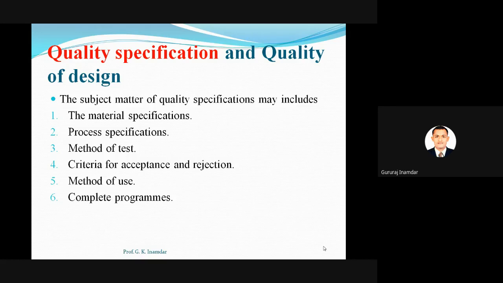Generally there are also chemical methods. For example, you can use chemistry for the calculation or for the testing. So which method is suitable for that testing? This specification is also important while studying the quality department. The next criterion is the criteria for acceptance and rejection.